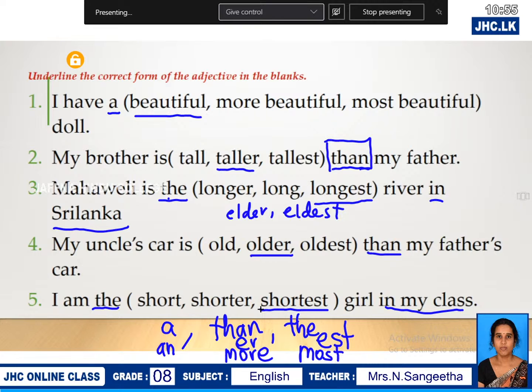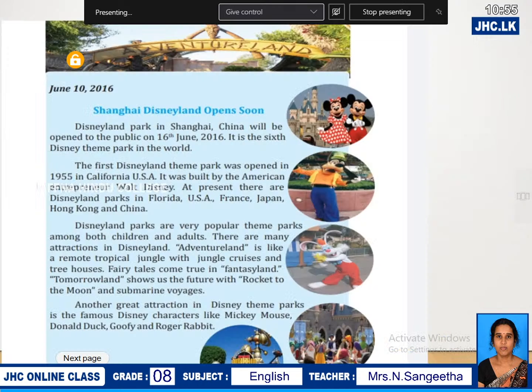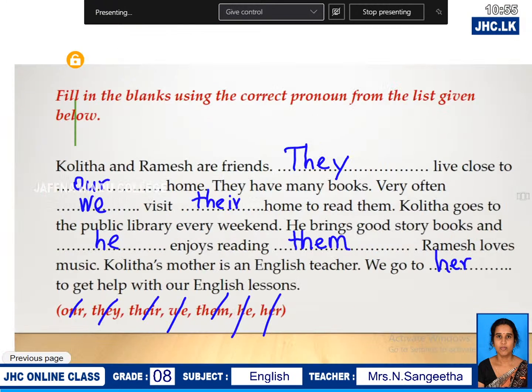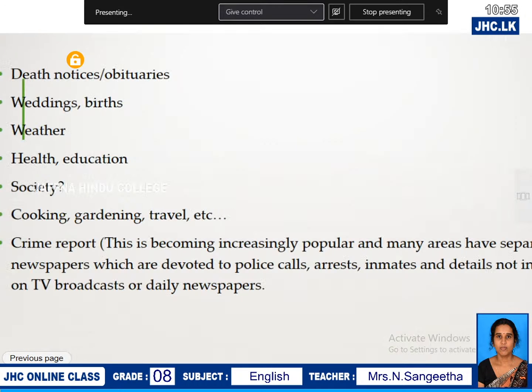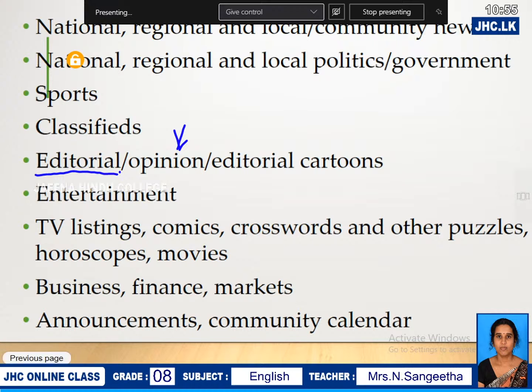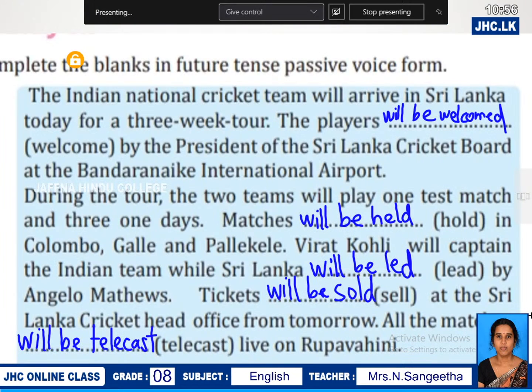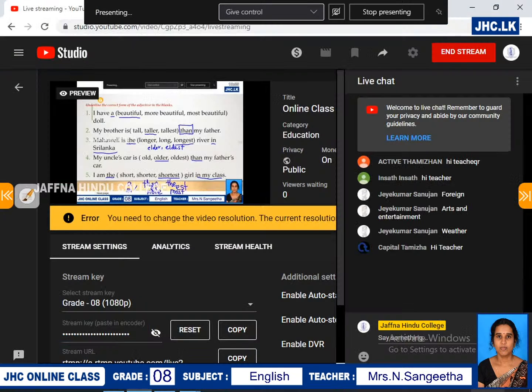We can end the class now, and we'll continue in the next class. There's a reading paragraph, I think. Be ready with the reading paragraph next class. Either you have to copy down this activity and do it at home in your exercise book. Do this activity in your exercise book. Right. Thank you, students. That's good.